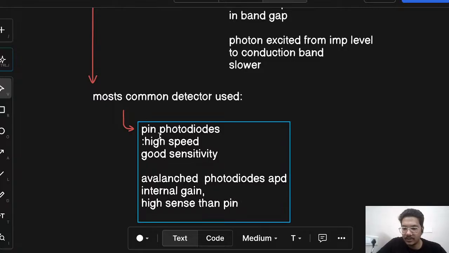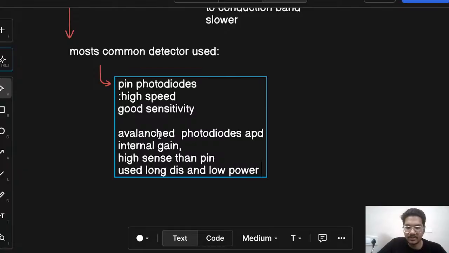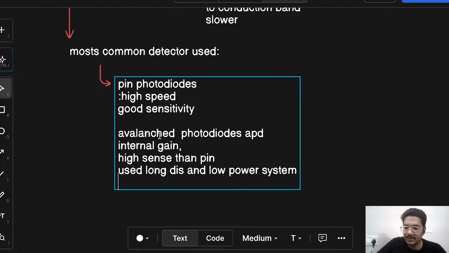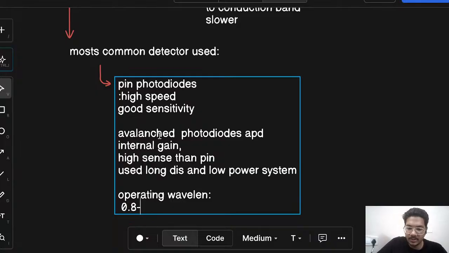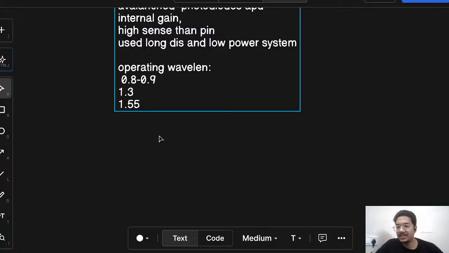Okay, used for long distance and low power systems. And the operating wavelength region is 0.8 to 0.9, 1.3, and 1.55 micrometers. Okay, these remain the backbone of all modern fiber optic communication.